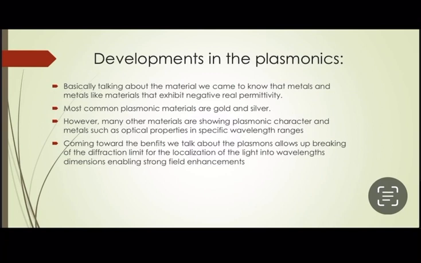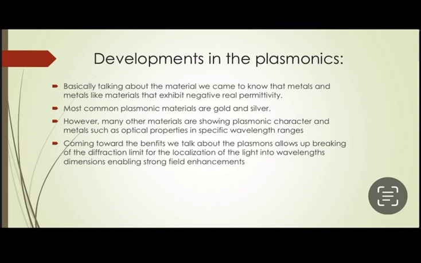Moving towards the next slide, there are again the developments in plasmonics, and here we are talking about the materials. We came to know about the metals, materials that exhibit negative real permittivity. The most common plasmonic materials are gold and silver, however many other materials are showing plasmonic character and are metals with optical properties in specific wavelengths and ranges.